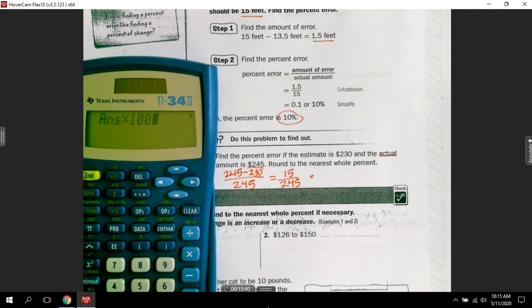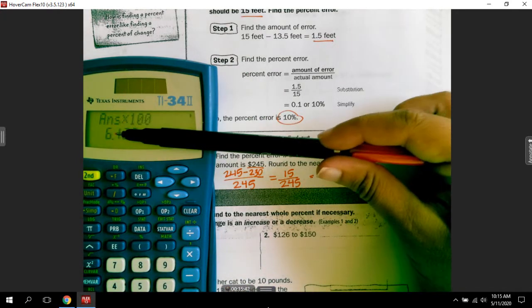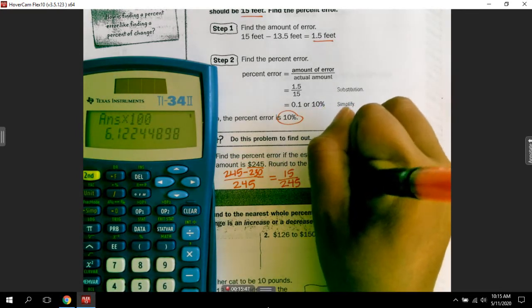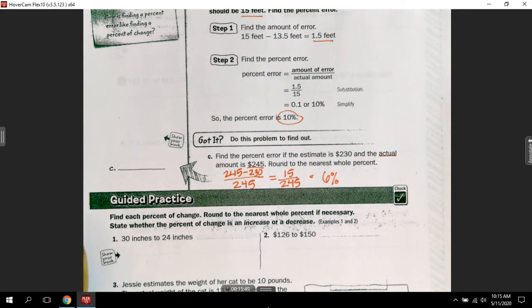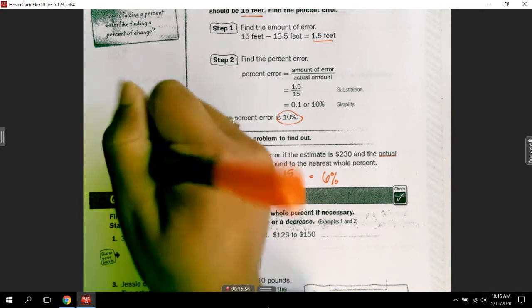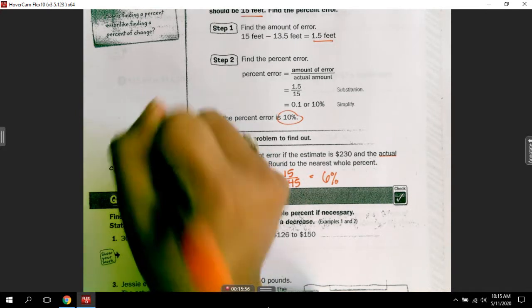Or go ahead and multiply by 100. 6.1, you're just going to drop everything off. So this is a 6%. Okay. So the percent of error was 6%. So 6% error.